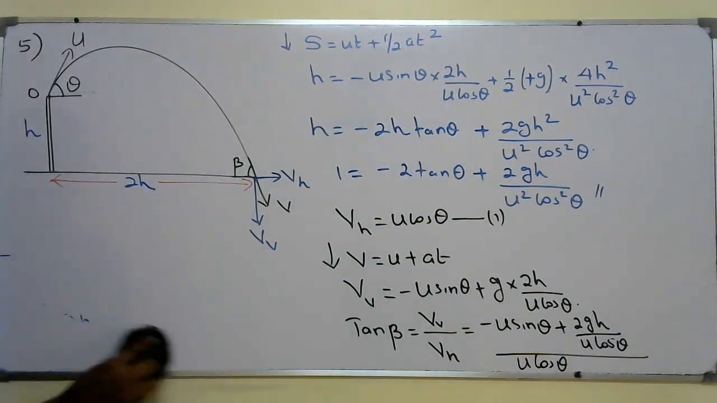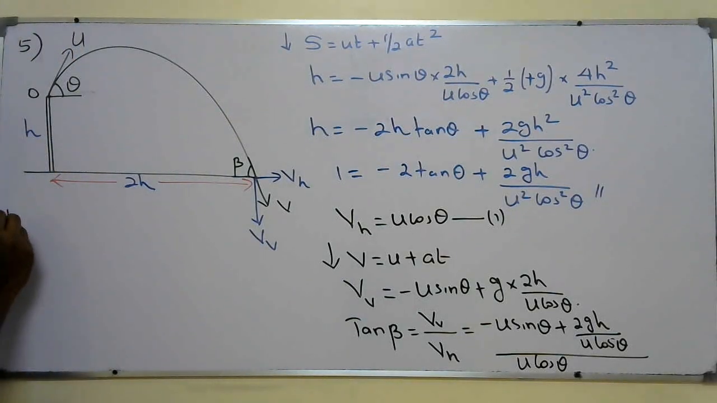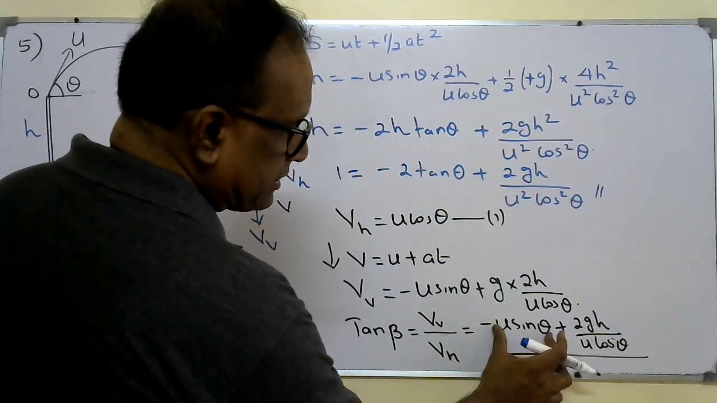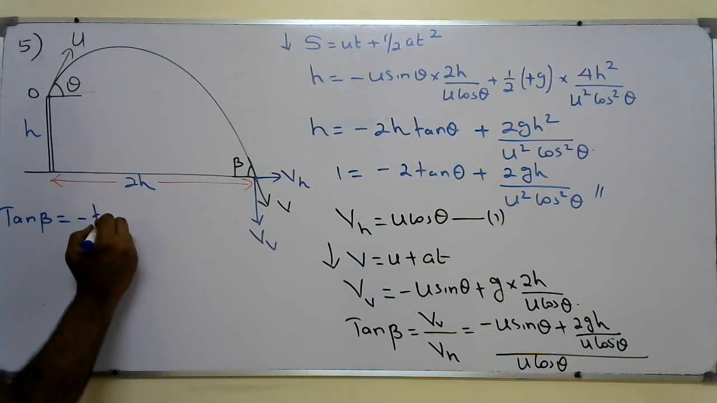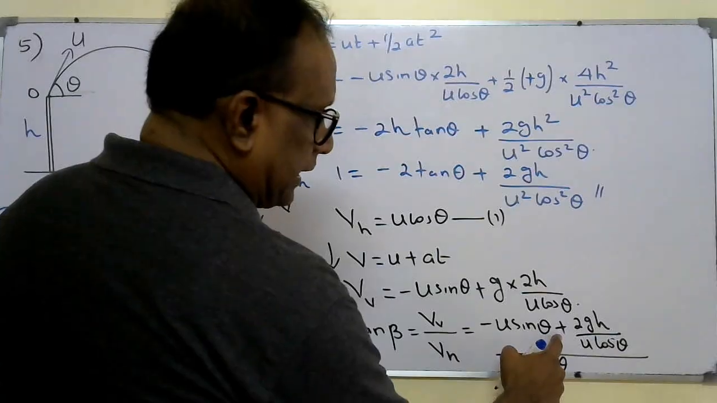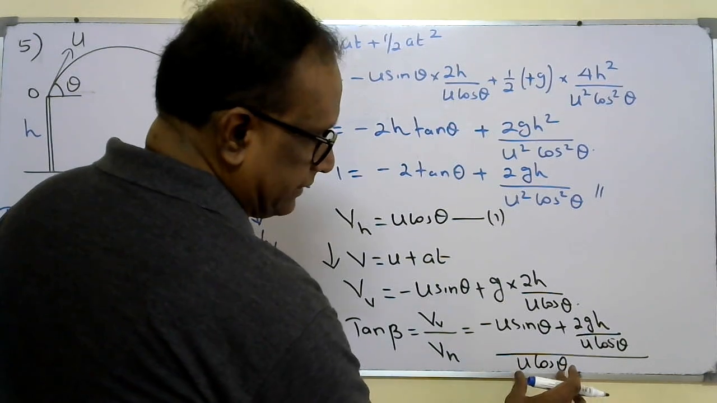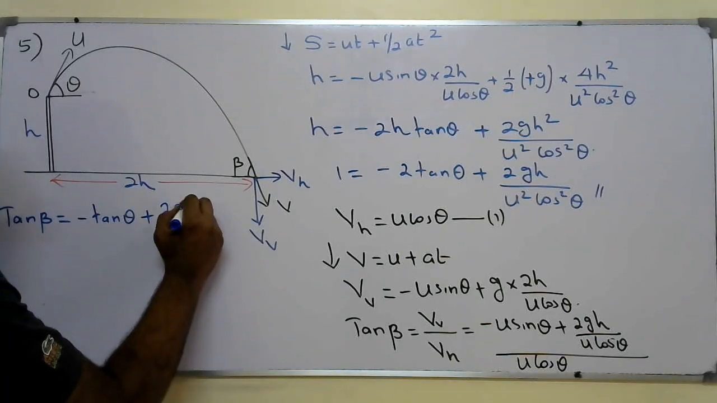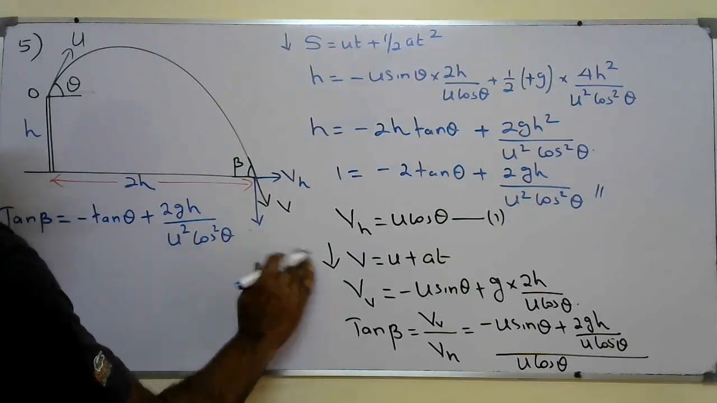We'll continue that. So if I continue, tan beta equals, separately, u sin theta over u cos theta. If I divide this over this, sin over cos is tan, and u and u get cancelled. So minus tan theta plus 2gh over u squared cos squared theta. When I divide this by this one, I get 2gh over u squared cos squared theta. I'm getting it, right? Okay.